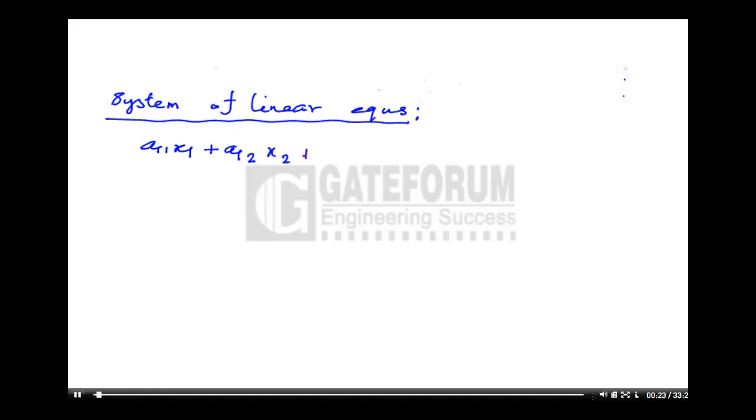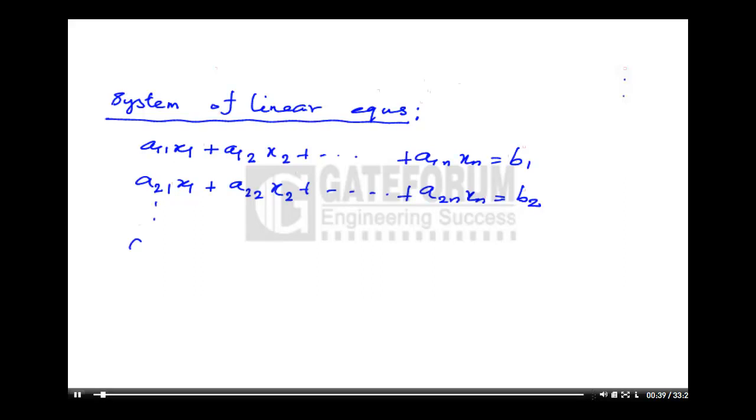a11 x1 plus a12 x2 plus ... plus a1n xn equal to b1, a21 x1 plus a22 x2 plus ... plus a2n xn equal to b2, and like this, am1 x1 plus am2 x2 plus ... plus amn xn equal to bm. Let it be A.